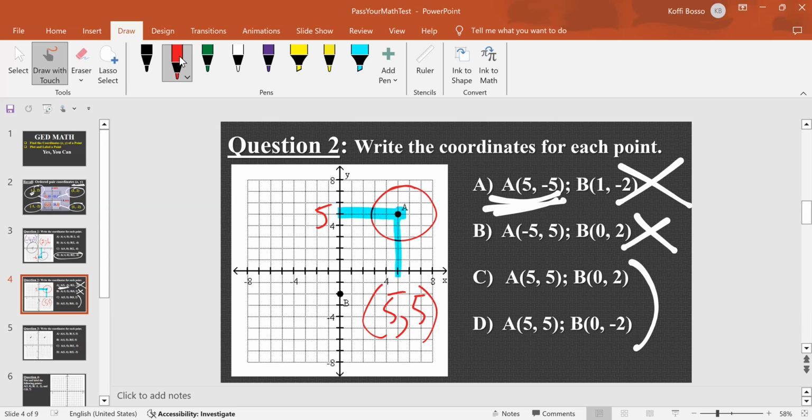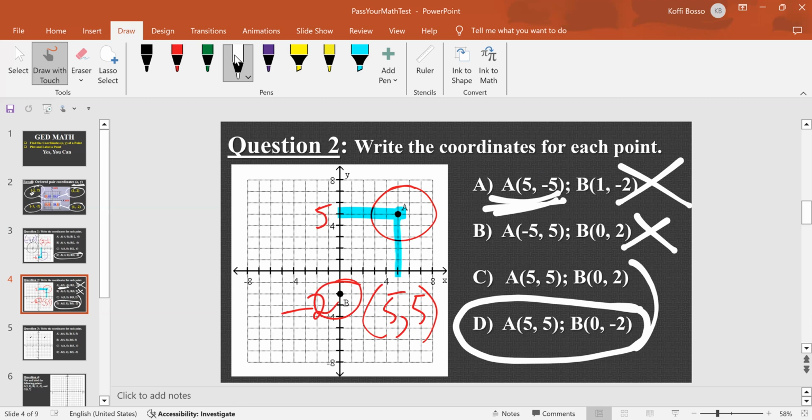Okay. And now for point B, we have it on the y line. So the thing is this: every time you have a point on the y line, which is the case here, that means the x value of that point is 0. And the y value is the value we are seeing on the y line. So here, the point is located at negative 2. Okay. So we have 0, negative 2. And the correct choice is this one here.